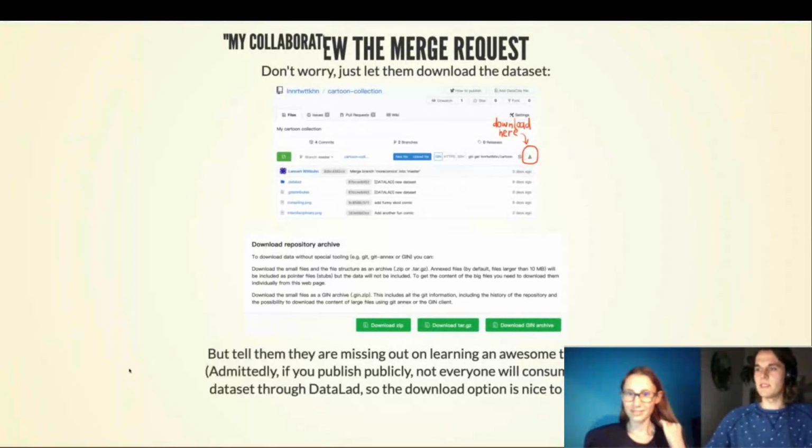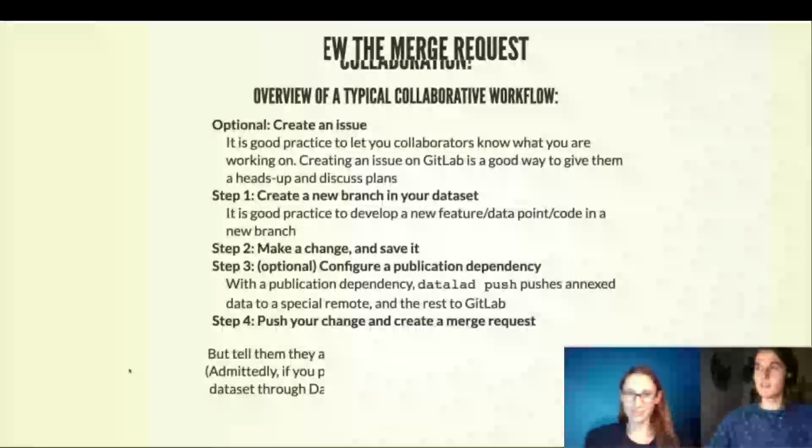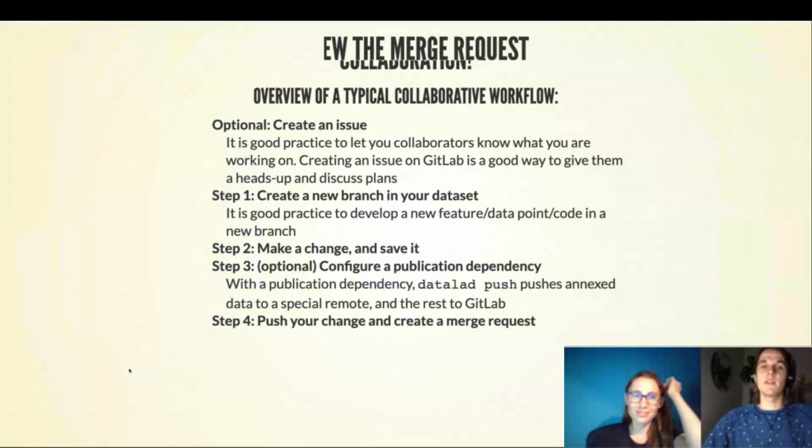All right, that was pretty much it about this collaborative workflow. Maybe just as a very quick summary, a very typical collaborative workflow, as we just showed, involves optionally creating an issue to let your collaborators know that you want to propose a change. Then you create a new branch in your dataset, make a change, save it, then do all the configuration to be able to push to that dataset and push your changes, and you create a merge request, what it's called on GitLab, or a pull request on GitHub, and you can merge all those changes and let your dataset grow.